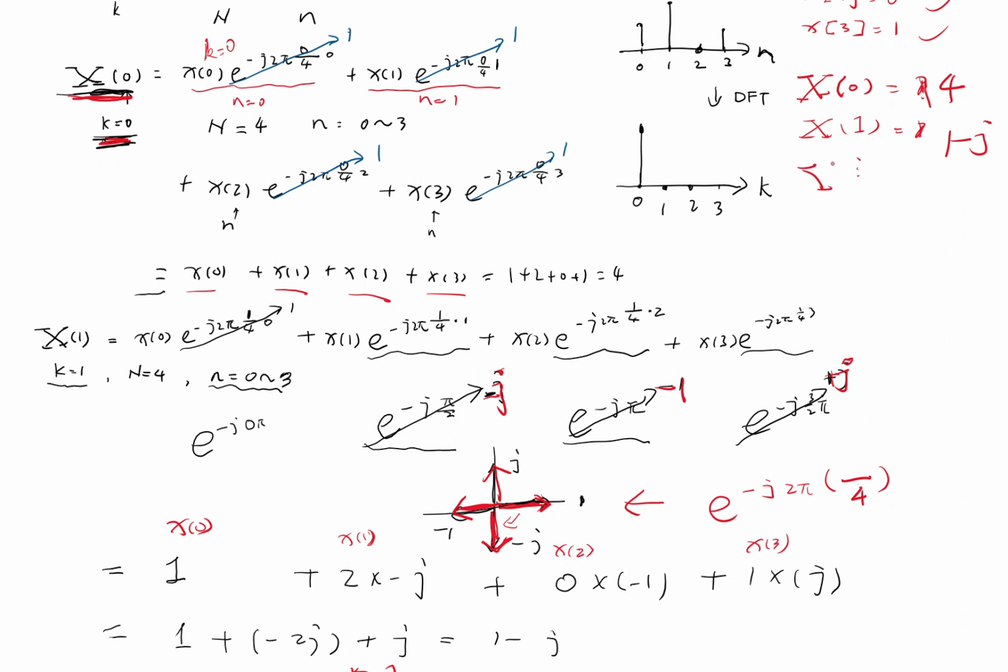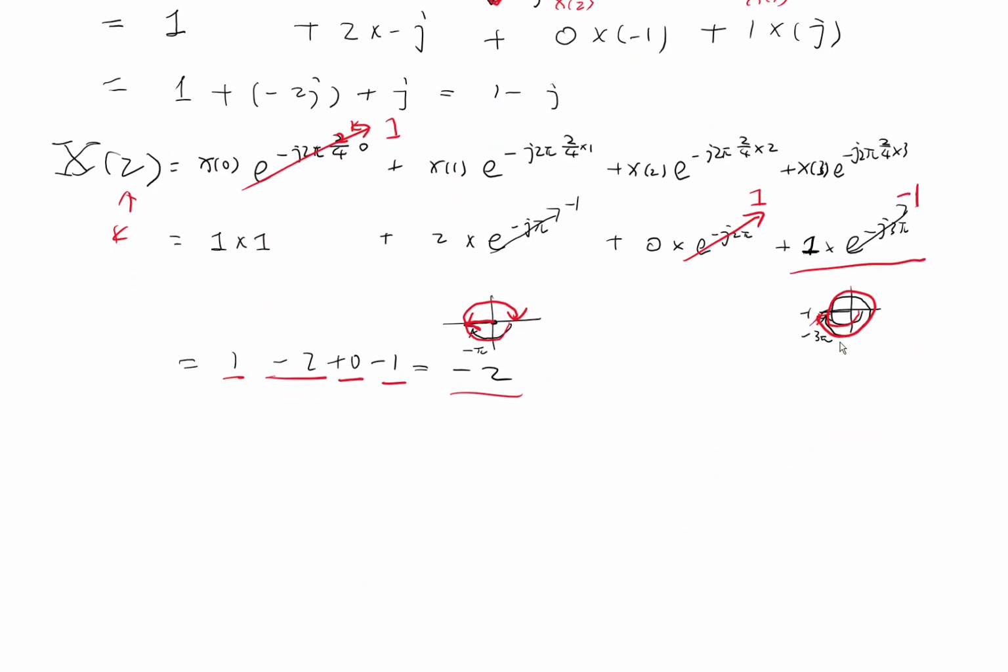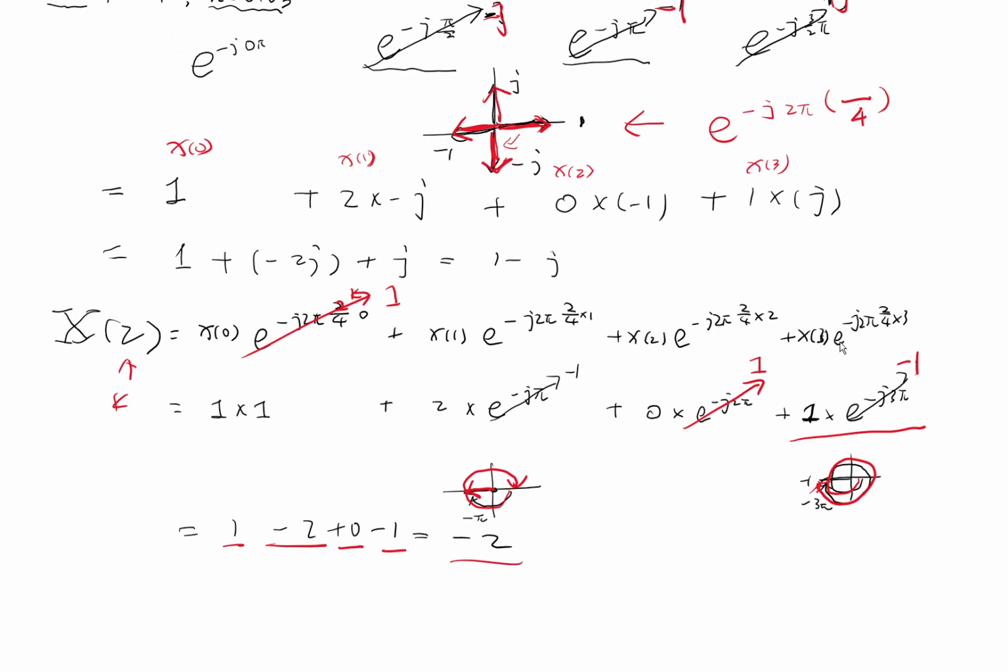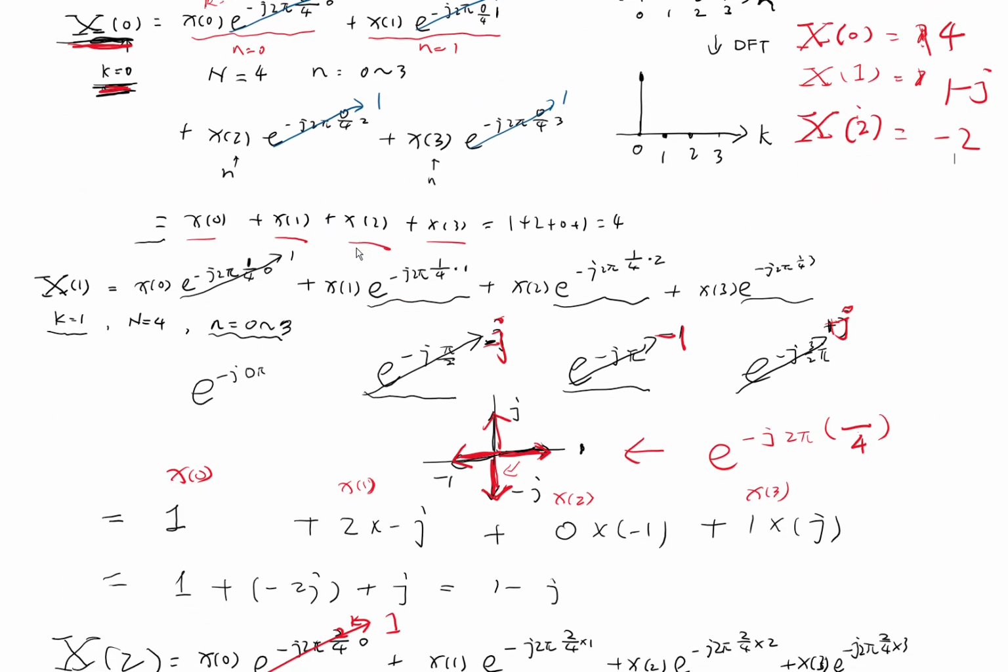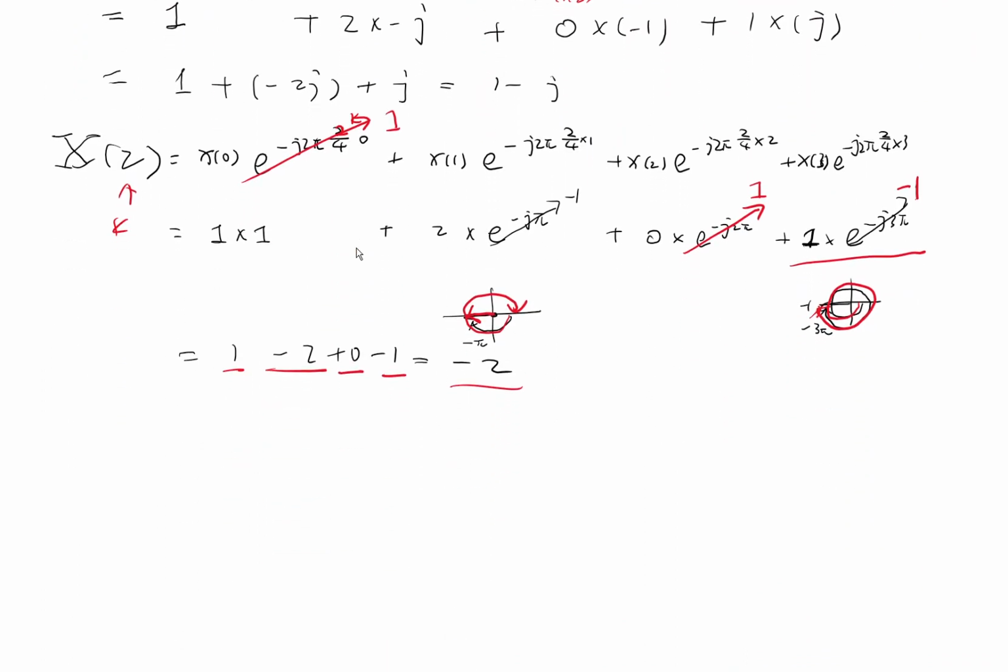So capital X2 is negative 2. Last one. Do we have X? Oh, sorry. 0, 1, 2. Yeah, we should have a 3. Okay, let's do it together for the 3.